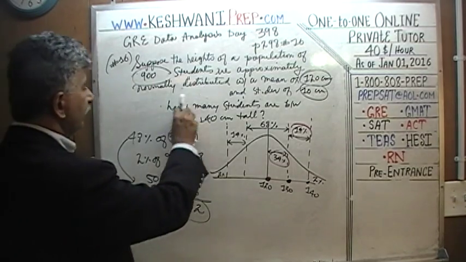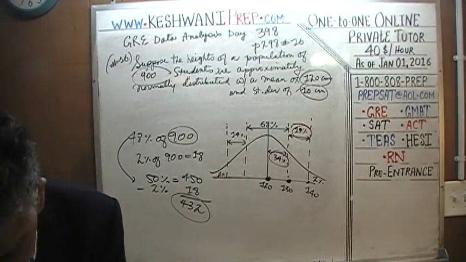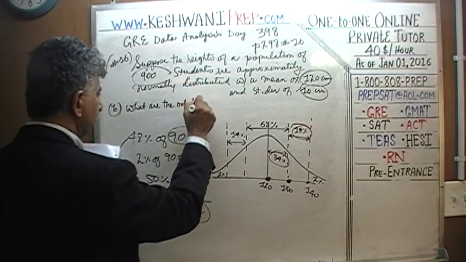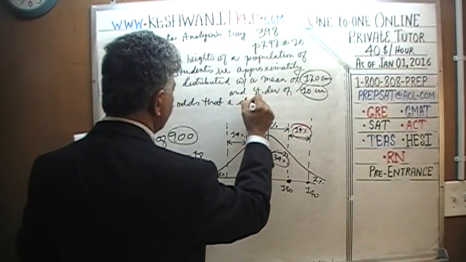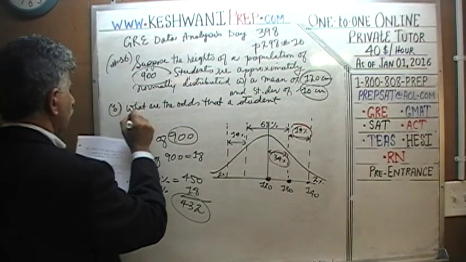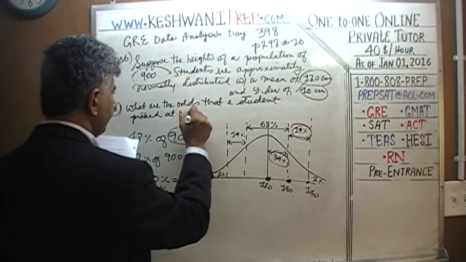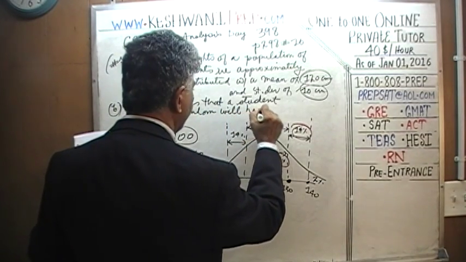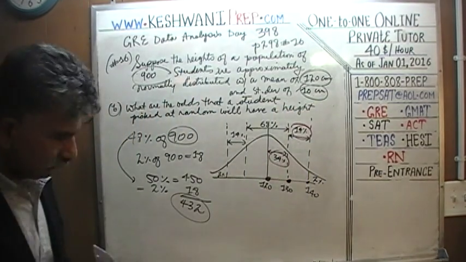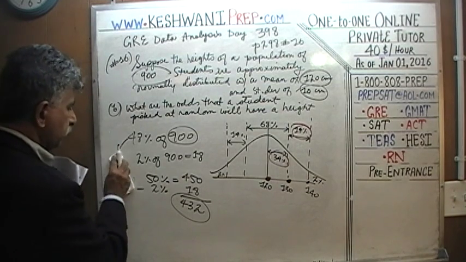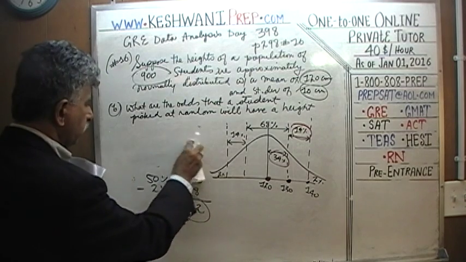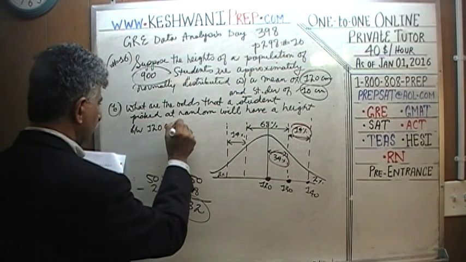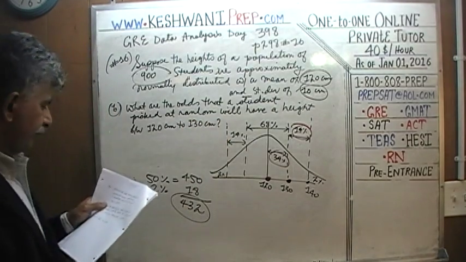Part B. What are the odds that a student picked at random will have a height between 120 centimeter to 130 centimeter? What's the answer?